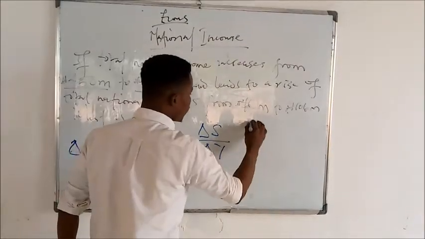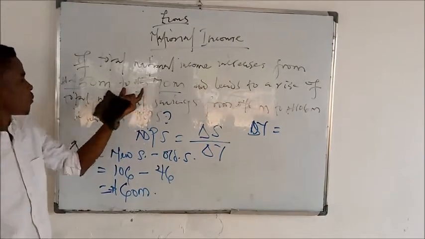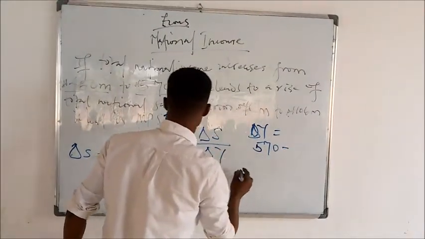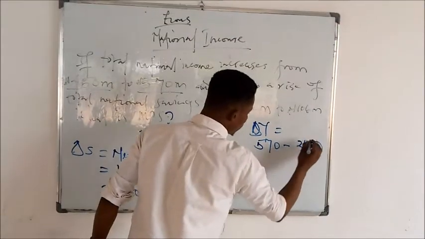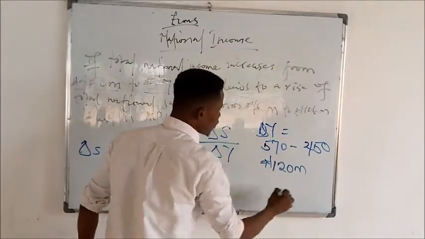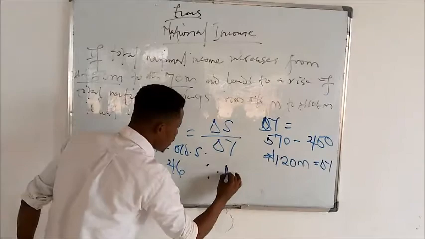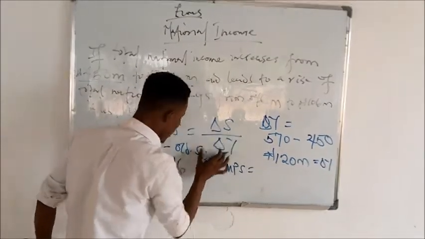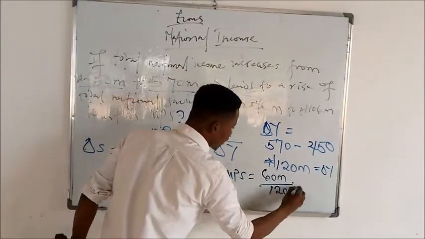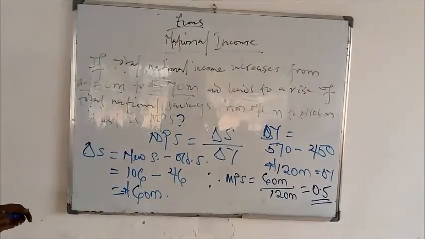Now let us capture change in Y. What is the old income? 450. What is the new? 570. So which one is coming first? 570 minus 450. So what do we have? 120 million naira. So this is our change in income. So we have, therefore, MPS will give us, what is our change in S? 60 million naira divided by 120 million naira. Then what is going to be MPS? 0.5. So this gives us our MPS.